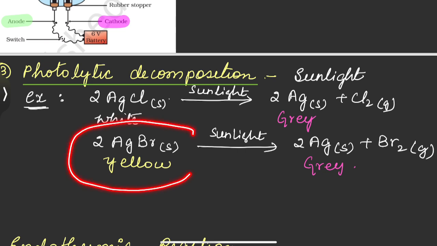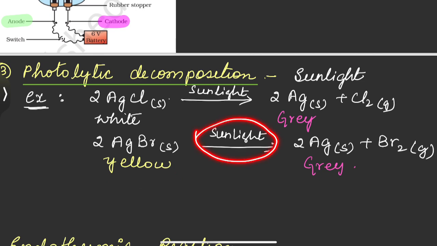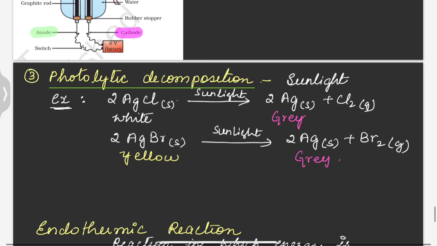Second example is silver bromide. Silver bromide is yellow in color. So when it is exposed to sunlight, keep it for some time in sunlight. So what is going to happen is this is going to break into silver and bromine gas will be liberated. So again here you can see silver is formed which is gray in color. So this is about photolytic decomposition.